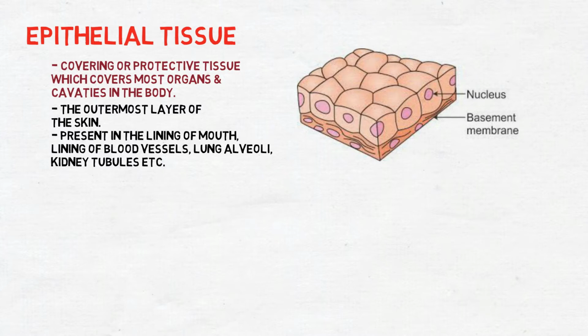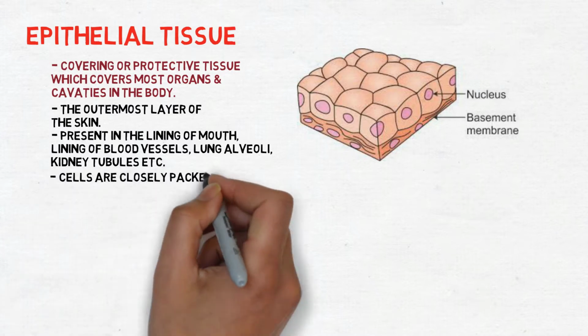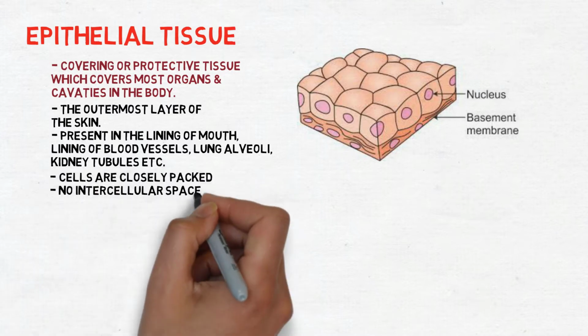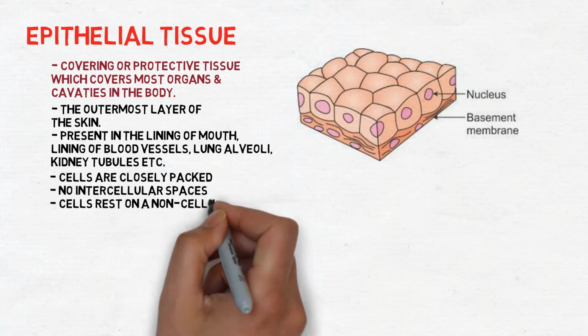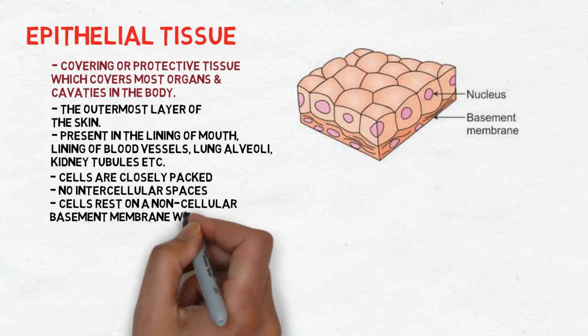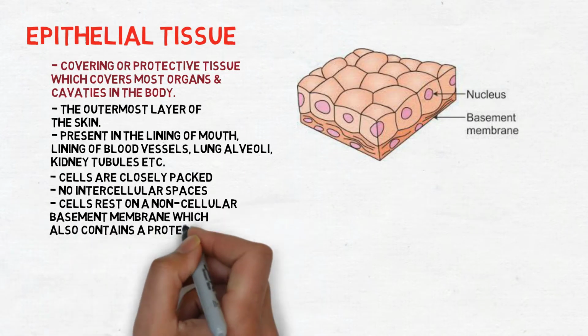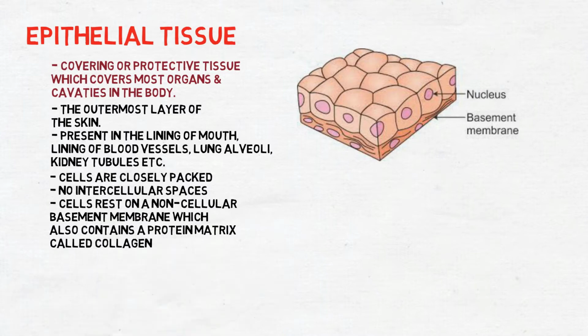Since epithelial tissue takes care of such a huge responsibility, it has to make sure that it is capable of doing so. To ensure this, epithelial cells are closely packed with no intercellular spaces. Epithelial cells are placed above a non-cellular basement membrane which contains a protein matrix called collagen.